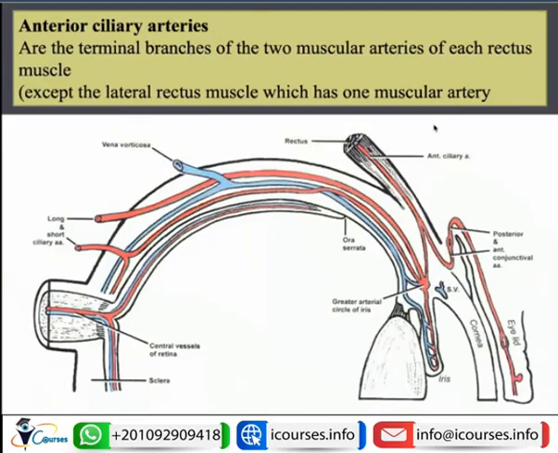This is just a repetition of what we have just mentioned in the previous lecture. The anterior ciliary arteries are the terminal branches of the 2 muscular arteries of each rectus, except the lateral rectus, which has only 1 muscular artery. So this is the anterior ciliary artery, which is the terminal branch of the muscular artery for the rectus.